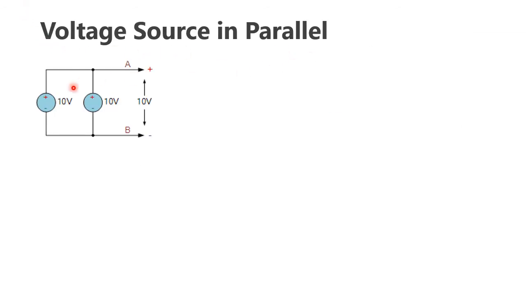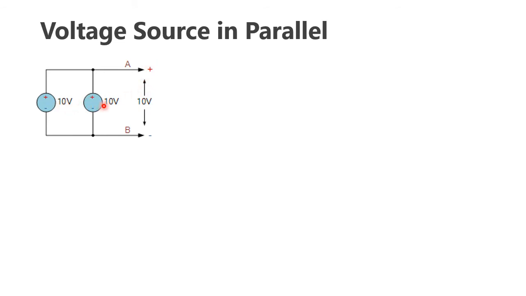Voltage sources in parallel. Initially, let's analyze the parallel connection. Here there are two equally rated voltage sources connected in parallel. Then the terminal voltage is the same value as that of one of the voltage sources. Here, two 10 volt batteries are connected in parallel. Then the terminal voltage is also 10 volts. For example, if I connect three 10 volt batteries in parallel, even then the terminal voltage will be 10 volts.